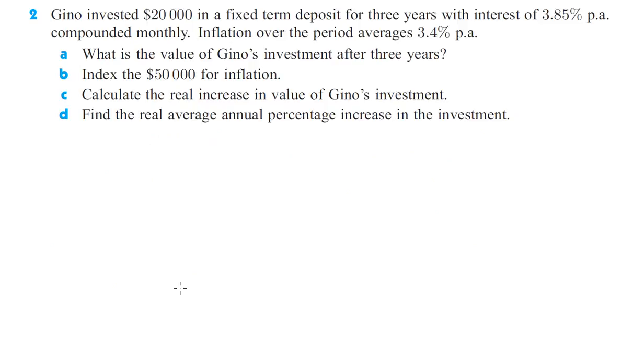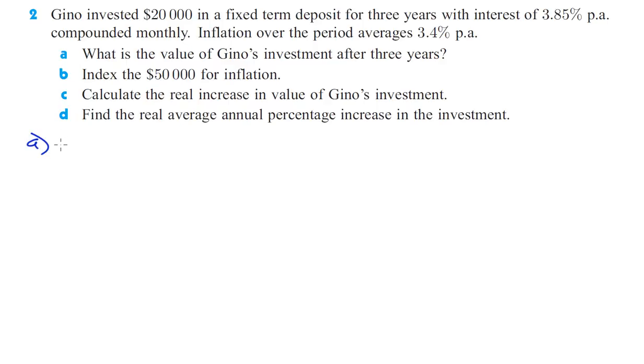Number 2. Gino invested $20,000 in a fixed term deposit for 3 years, interest of 3.85%, compounded monthly. They give you the inflation amount. So it looks like they're asking the same thing as number 1. So what's the value of Gino's investment after 3 years?